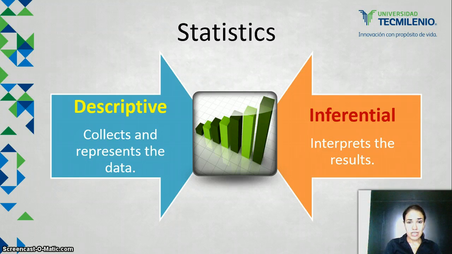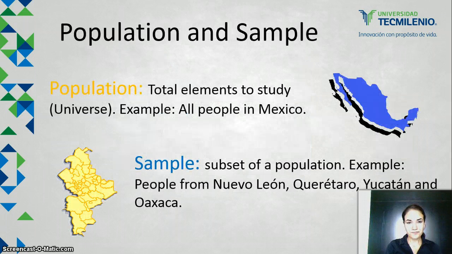Once we have all the information collected, we usually take that information and try to interpret it. This is the part that is called inferential statistics. This means that we are trying to give some meaning to these numbers, and we can take decisions upon those numbers that we get at the end.